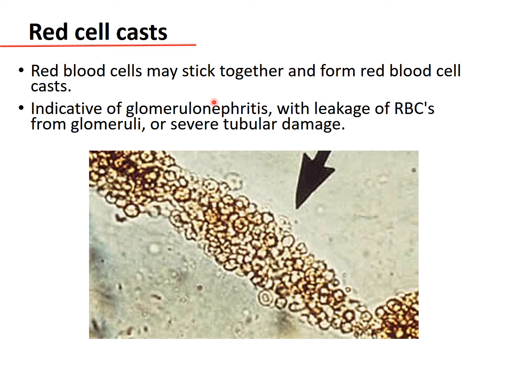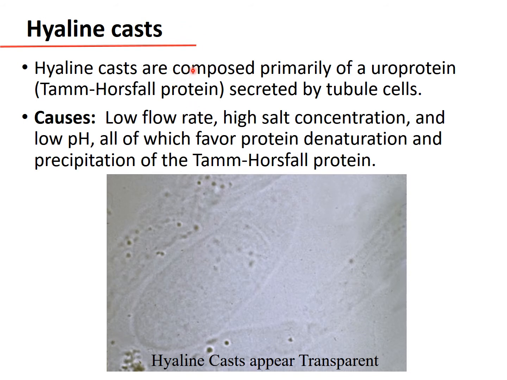Red blood cell casts form in the tubular cells, and that could indicate glomerulonephritis with leakage of the red blood cells from the glomeruli. Or very severe hyaline casts, composed primarily of a uroprotein called Tamm-Horsfall protein, secreted by the tubular cells. The cause is when the flow rate is very low, or we have a very high salt concentration and very low pH, all of which favor protein denaturation and precipitation of the Tamm-Horsfall protein.